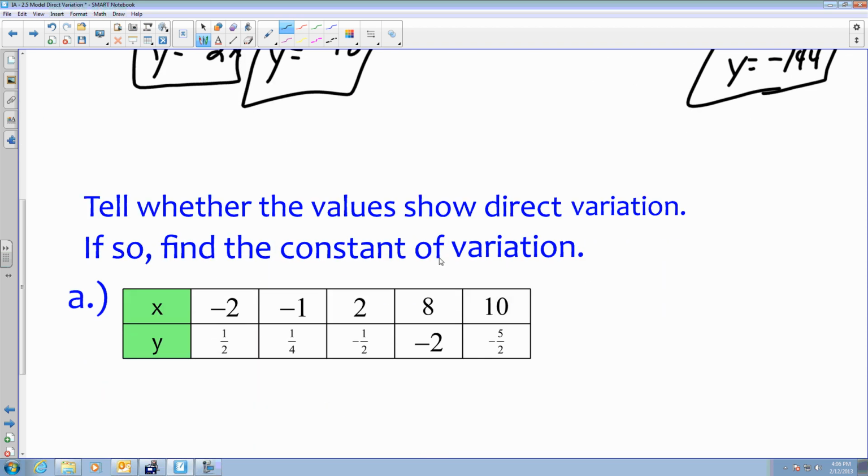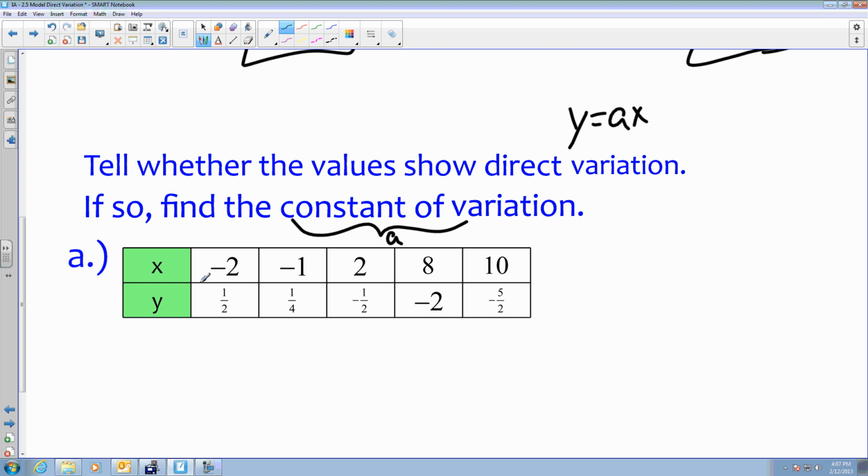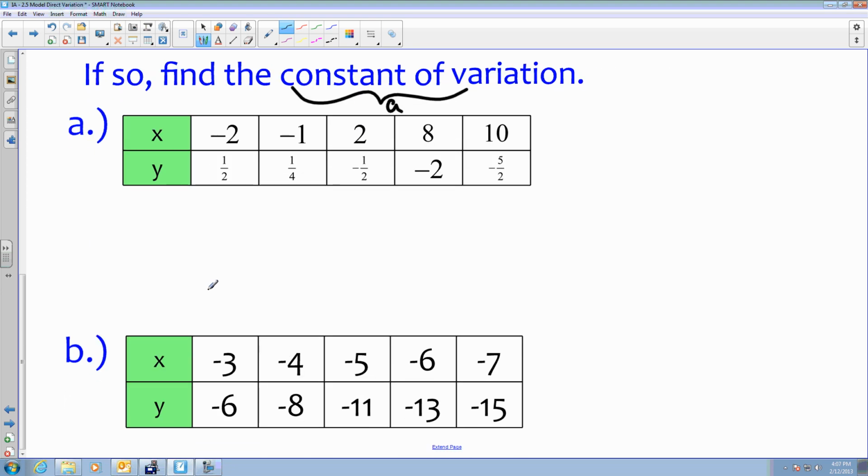Last example here, I want to tell whether the values show a direct variation, and if so, I want to find the constant of variation. So this here, they're looking for what is a in the whole y equals ax form. That is, a is the constant of variation. So looking at these two graphs here, you need to pay attention to the x value and the y value just below each other. So those play critical roles.